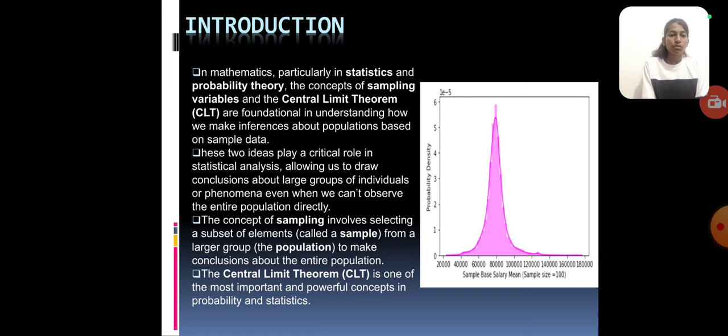The concept of sampling variables involves selecting a subset of elements, called a sample, from a larger group, called a population, to make conclusions about the entire population. And the central limit theorem is one of the most important and powerful concepts in probability and statistics.